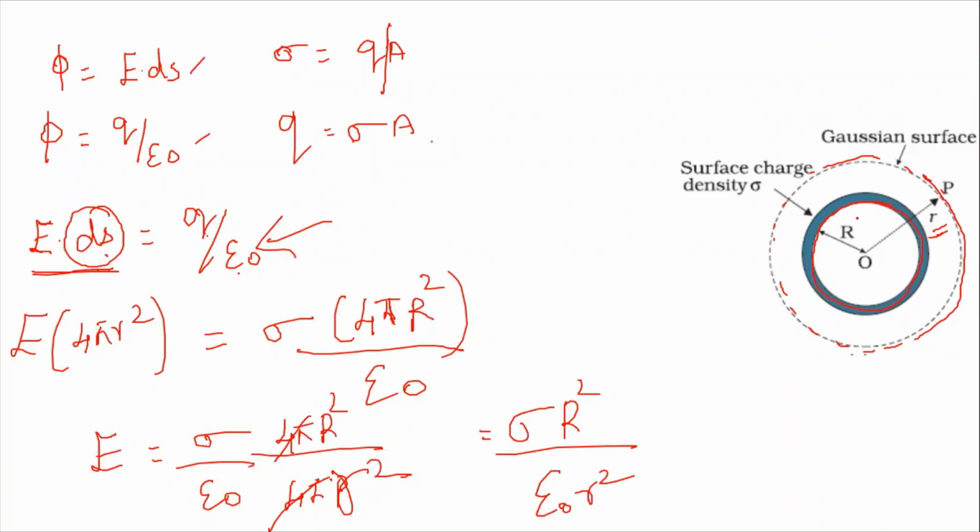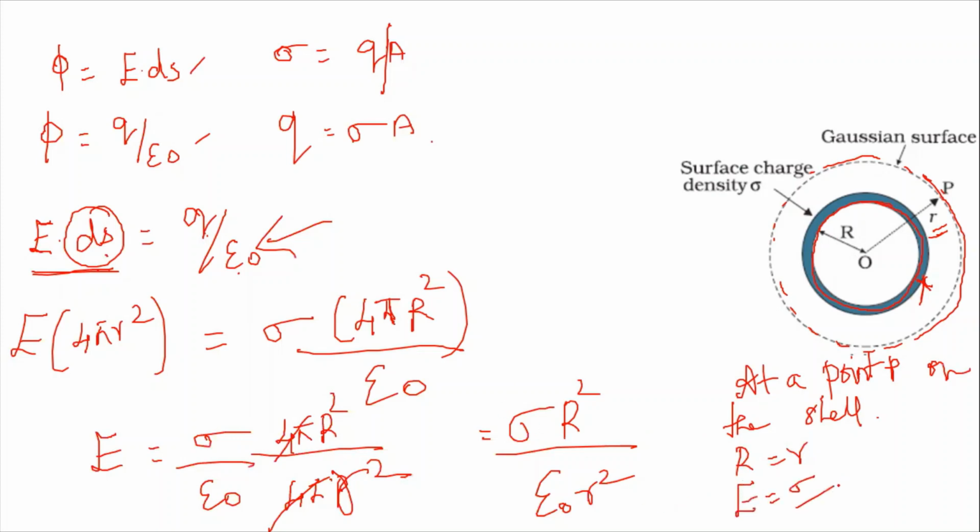Now what if this point P is on the shell, somewhere here? At a point P on the shell, small r will be equal to R. That means this equation will reduce to sigma by epsilon naught, because when R and small r become equal, they will get cancelled.